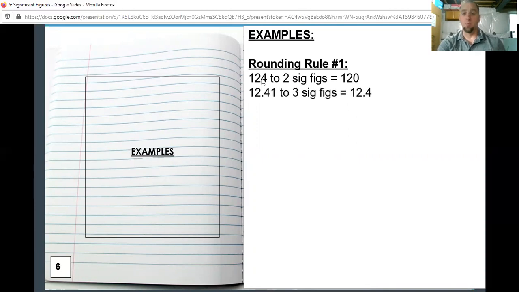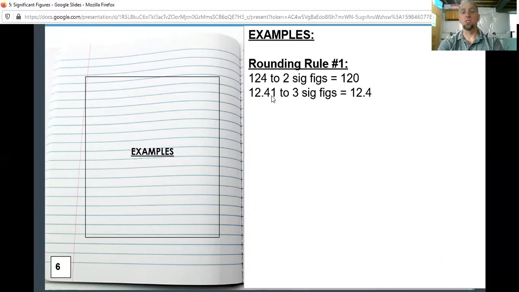In our second example, I have 12 and 41/100ths. I want to round that to 3 significant digits. So I'm going to look at the third significant digit, which is a 4, again. Then I look at the number to the right of that and round it either up or down. In this case, it's below 5, so I'm going to drop that 1.